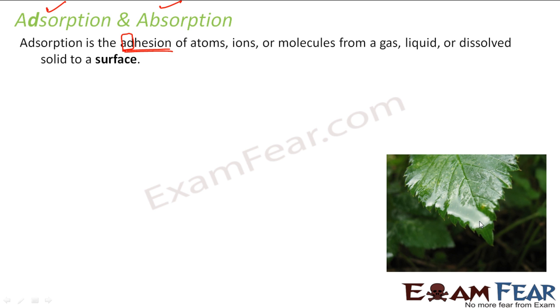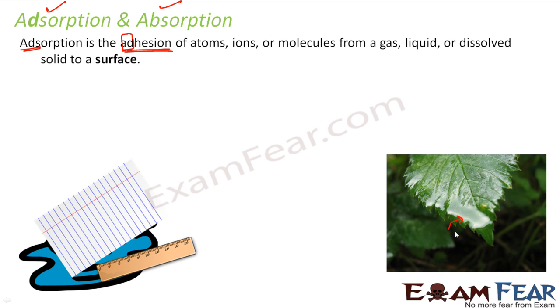So adsorption is nothing but the addition of atoms, ions, or molecules from a gas, liquid, or dissolved solid to a surface. There's a leaf, the surface called leaf. In this, my liquid got adsorbed, right? Not absorbed. Please note it is adsorbed because it's just addition. If you take the leaf and shake it, the water will fall off because there is a force of attraction that is holding this water. It got adsorbed. Correct.